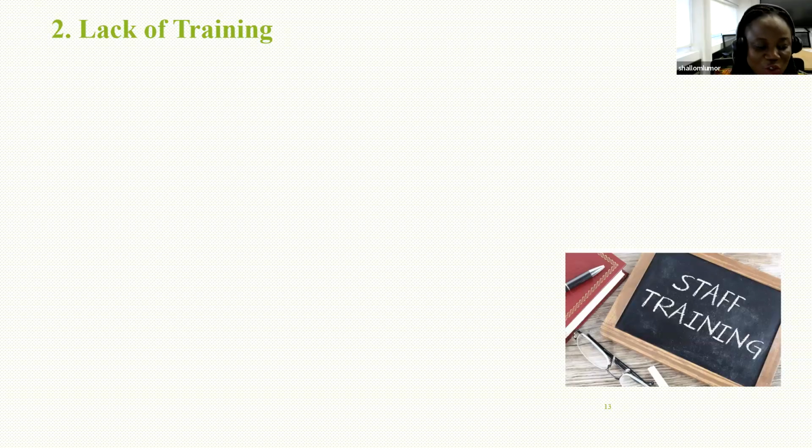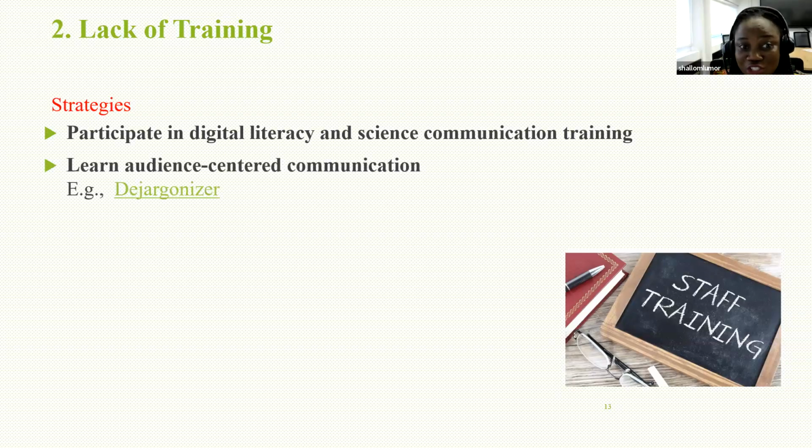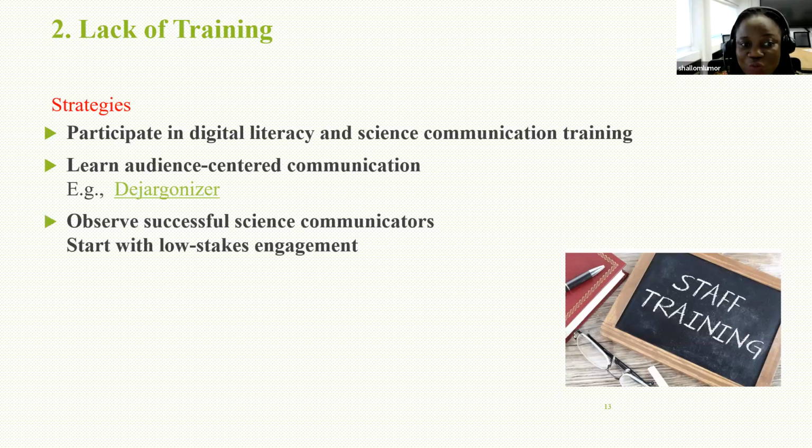So you'll be able to, scholars often learn platform norms through peer observation and community participation. Sorry, so for the strategies in dealing with lack of training, you participate in digital literacy and science communication training. Learn audience centered communication. This tool called Digiagonizer is a very good tool you can use to break down your communication, or the jargons in your publication. This can also help you to put your thoughts or your research together.